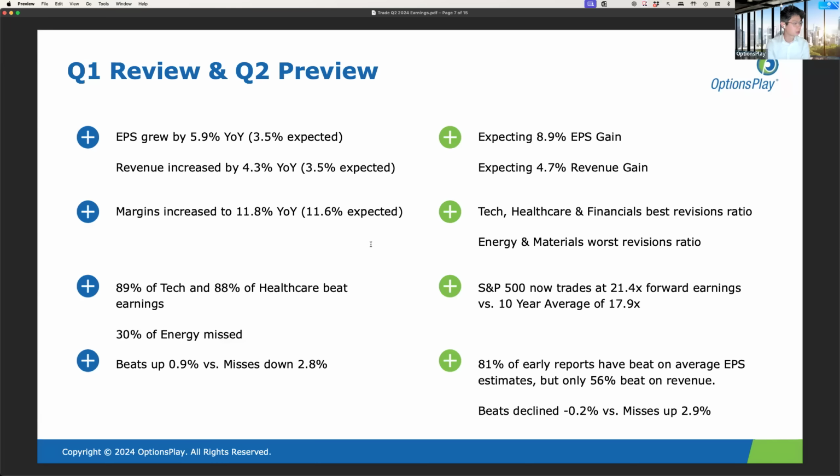And the S&P 500 responded quite positively to the overall earnings season, which was Q1. You did see a slight increase in terms of margins to 11.8% year over year for the S&P 500 versus the 11.6% that was expected. So overall, we had a pretty decent Q1 earnings season.